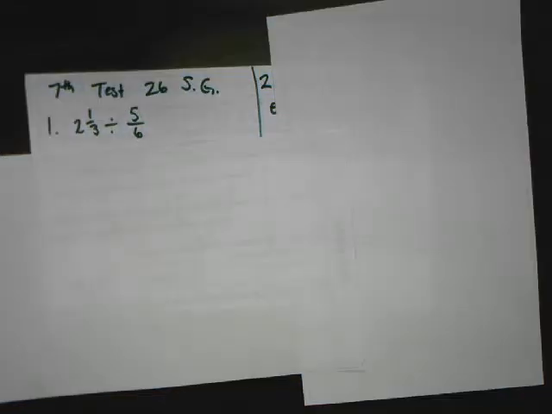Seventh grade math, test 26. Problem number 1 says George uses 2 1/3 cups of flour for every 5/6 cup of sugar for a recipe. What would be the number of cups of flour he should use for every 1 cup of sugar?